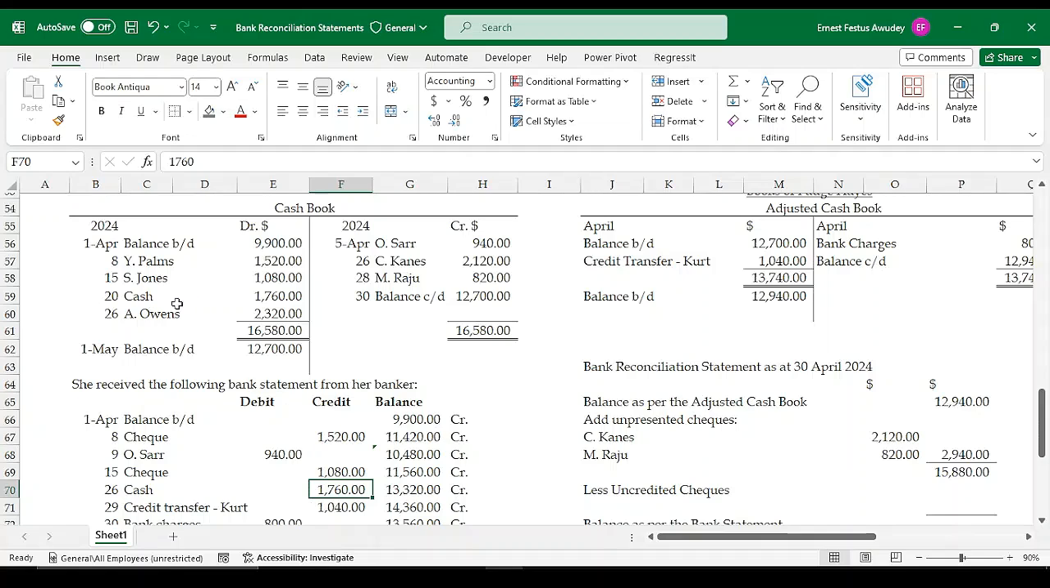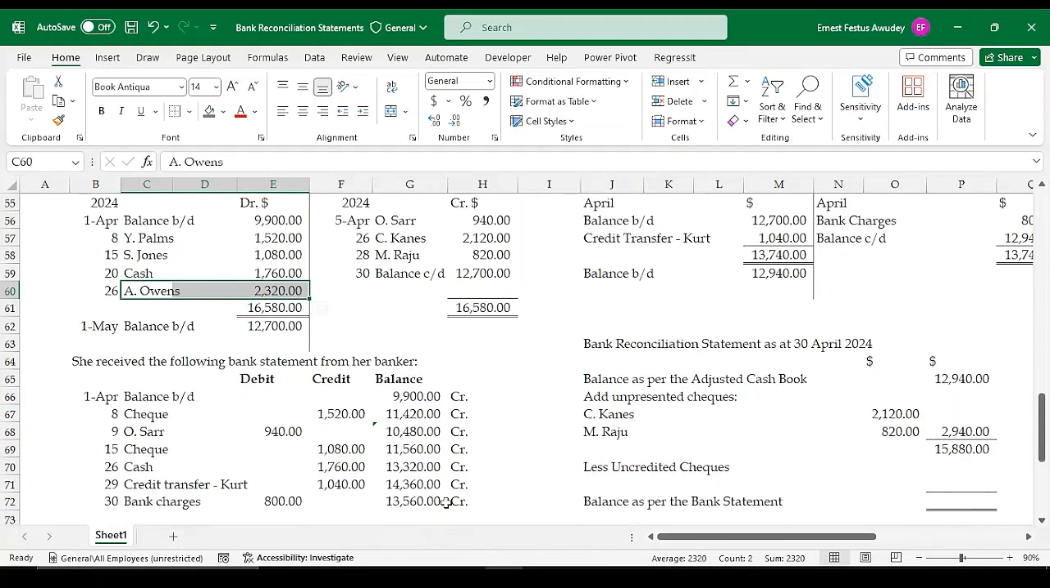Then we have A Owens of 2320, and that is not part of our bank statement here, so that becomes an uncredited check and is the last item on the debit side of our cash book. Therefore, it is the only uncredited check item we have there. So as you can see, I hope you get the process. All right, that's how we do it step by step, and then you're able to identify all the items we need to prepare our bank reconciliation statement.